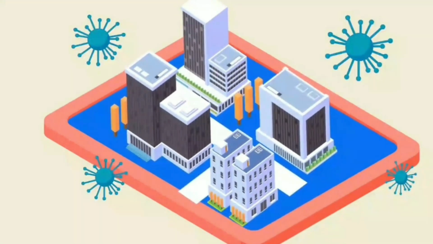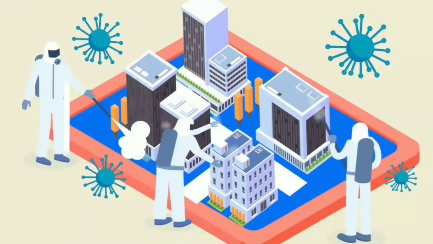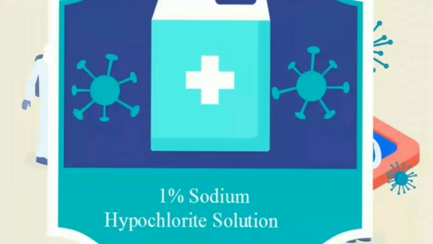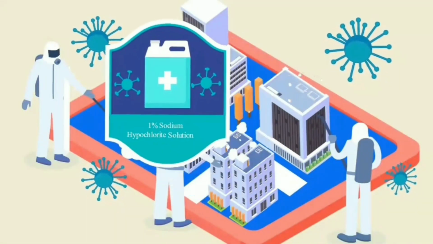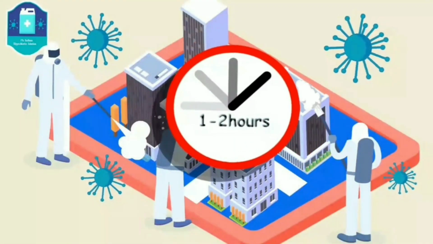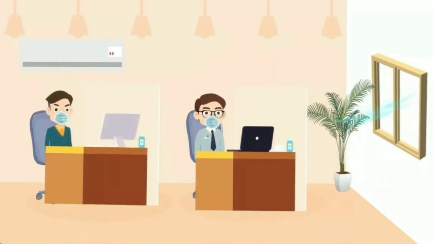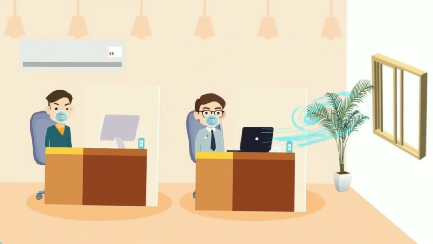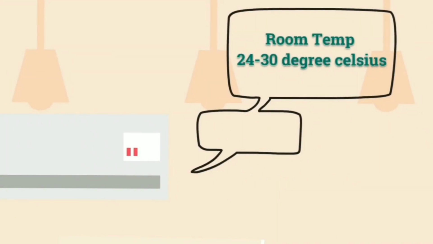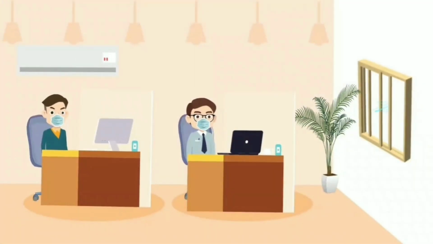Disinfection of entire premises, auditorium, meeting hall, office rooms with 1% sodium hypochlorite solution 1 to 2 hours prior and after the meeting. Maintain proper ventilation by keeping the windows open and preferring fans over AC. Set room temperature between 24 to 30 degrees Celsius and relative humidity between 40 to 70%.